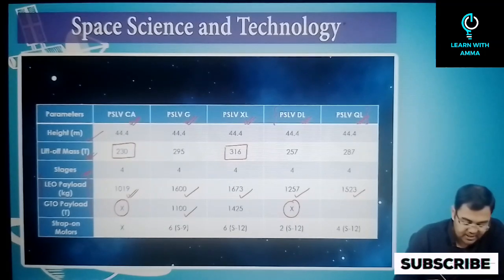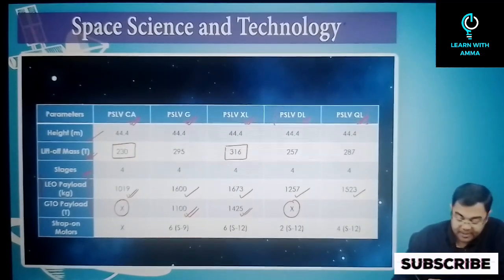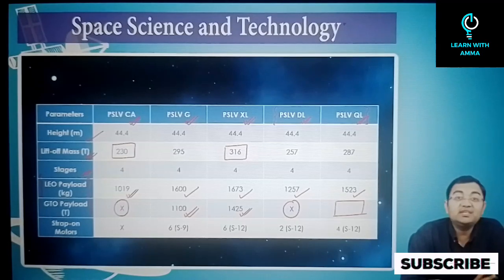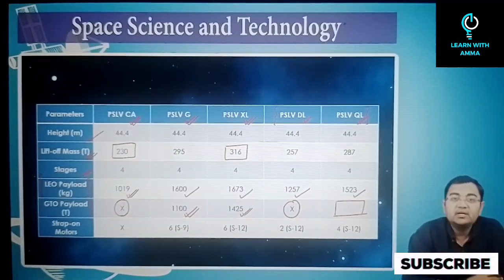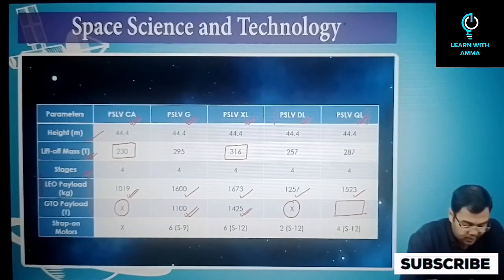For PSLV G, it was approximately 1100 kg. PSLV XL, it is 1425 kg. For PSLV QL, there is no official figure that has been given by ISRO yet. We have not seen any launch also happen for GTO, and there is no official figure that has been given. That's why I've left it blank for now.